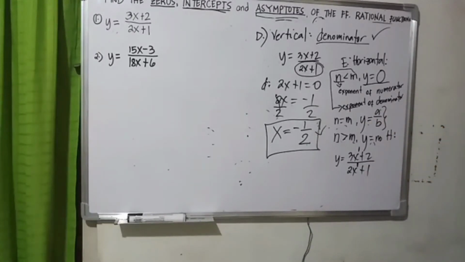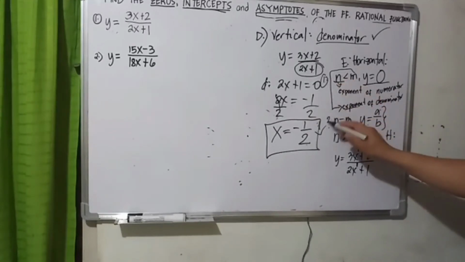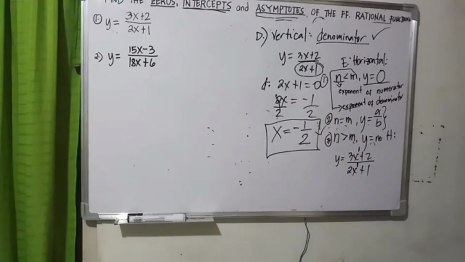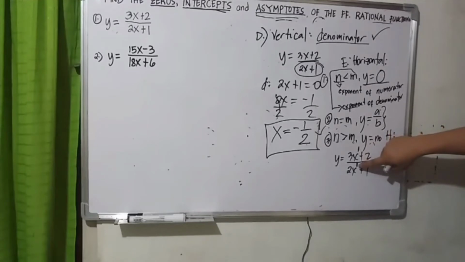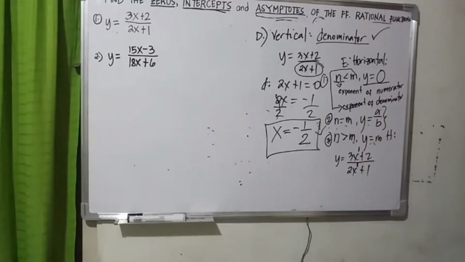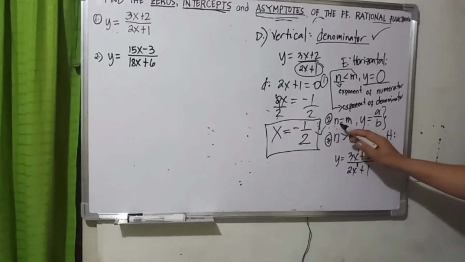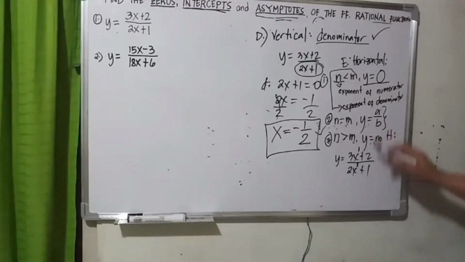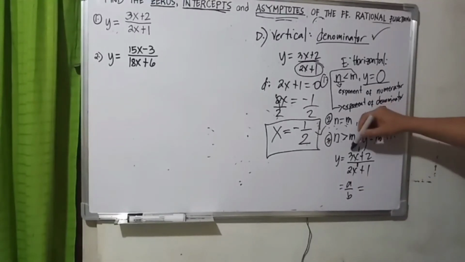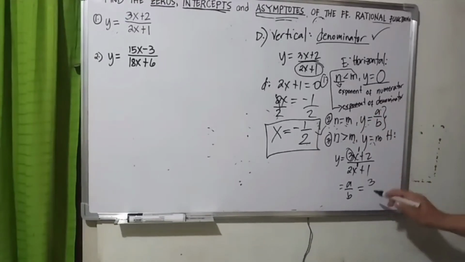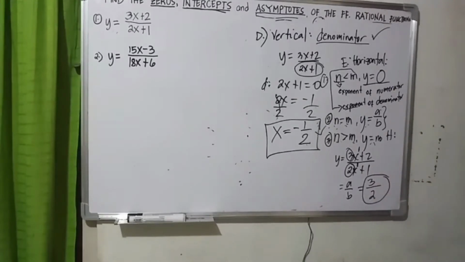So saan yung restriction natin? It is 1, 2, or 3. Saan natin makita? Exponent ng numerator is 1, ang exponent ng denominator is 1. So they are equal. So restriction number 2. So n equals m. So the horizontal asymptote is a over b. And that is 3, ang value ng a, and 2, ang value ng b. So that is 3 over 2. So that is the horizontal asymptote.